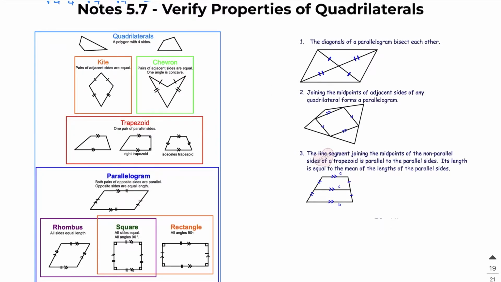I'm not going to go through and read them to you because you know how to read, but make sure that you look back at this if you ever need to refer back to it.